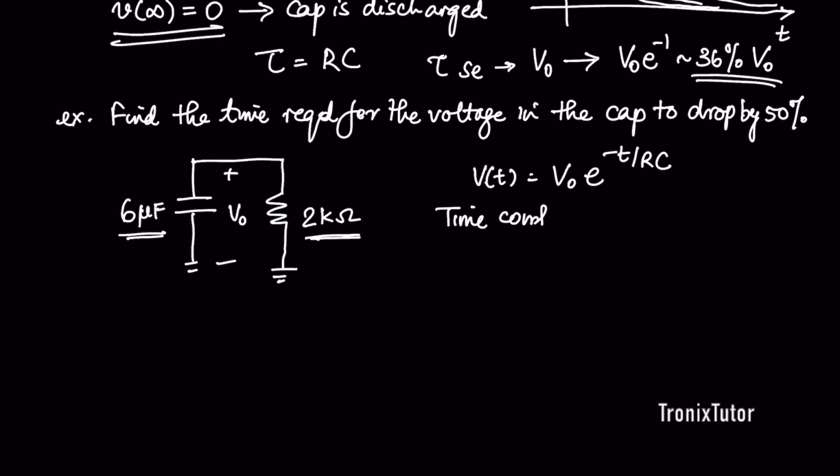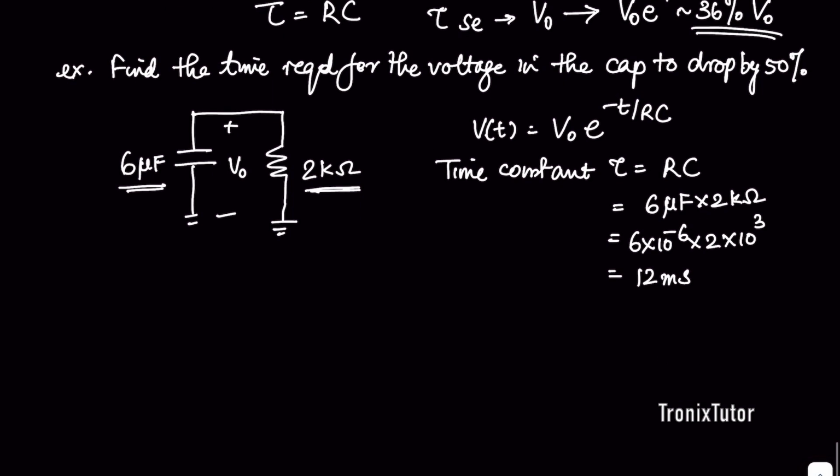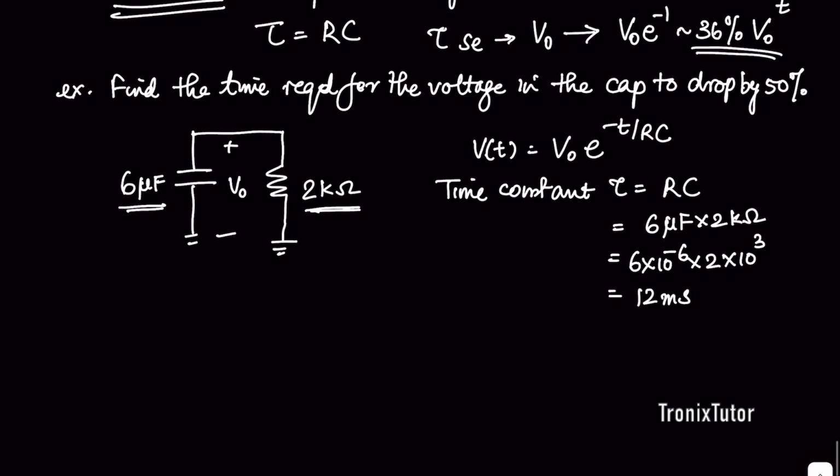So always the first thing in such problems is to find the time constant of the circuit. So the time constant of the circuit is given by R times C, which is 6 microfarad times 2 kilo ohms, which is 6 into 10 power minus 6 into 2 into 10 power 3, or 12 milliseconds, right? So 12 milliseconds is the time constant. Now we know that within one time constant the voltage drops to 36%. So now we want to find the time required for the voltage to drop to 50%. So I expect that time should be less than this time constant.